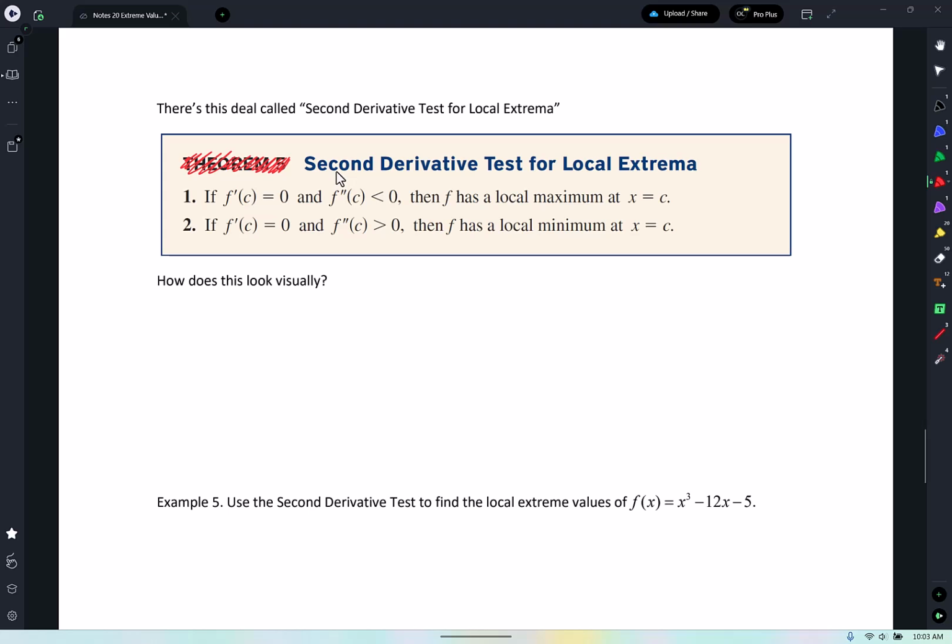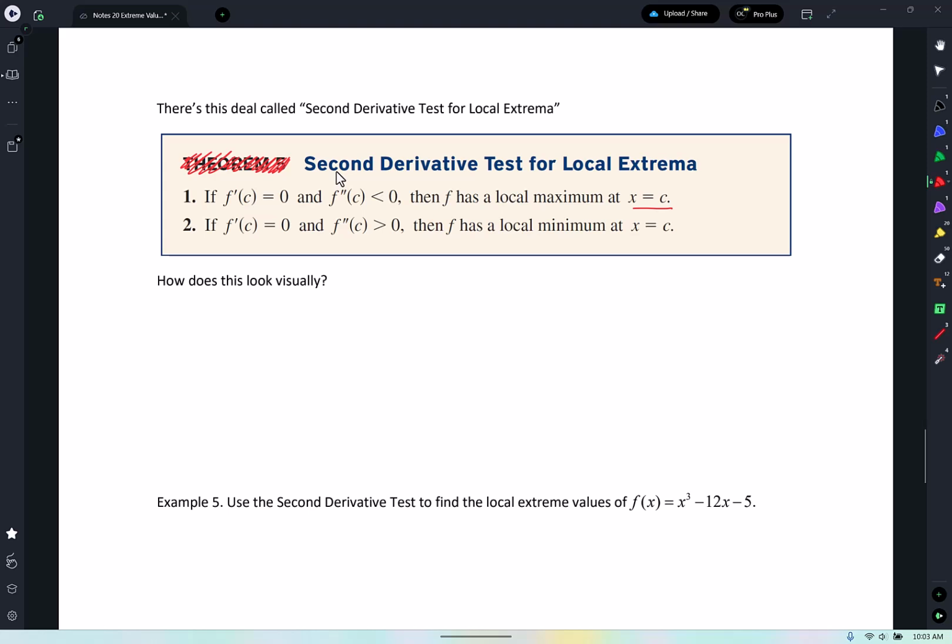It says, number 1, if f prime is 0 and f prime prime is negative, then f has a local maximum at x equals c. Remember what I said yesterday, guys? It is so easy to become a robot. I don't want you to be a robot. But if you want to be a robot, you can just memorize things and you'll get it correct.